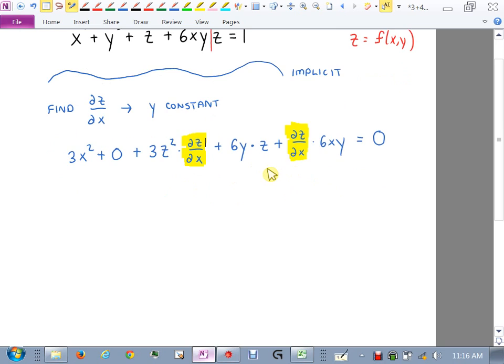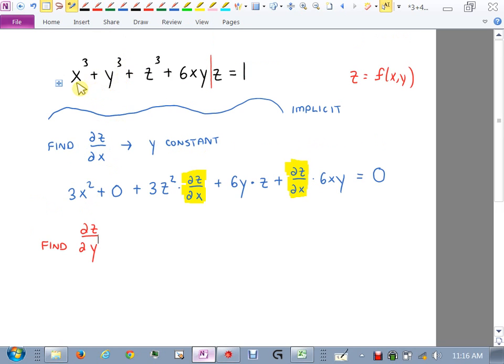Now I can also do the next thing that's being asked, which is partial z with respect to y. This time I'm going to hold what? X constant. This will be very similar, except x is going to be constant. Let's just work through this quickly and see what we get. Derivative of x cubed would be 0, right? Derivative of y cubed would be, so this means x is constant, right? This would be 3y squared.